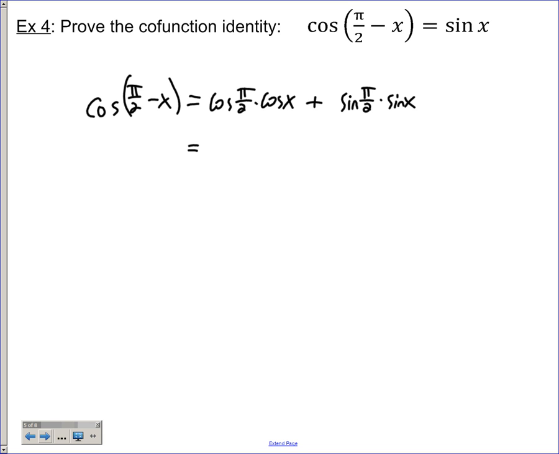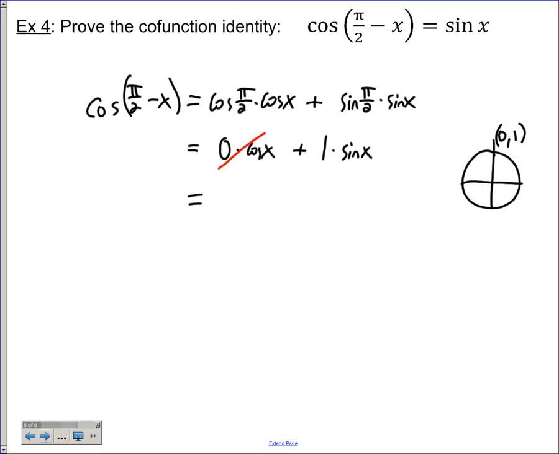And we'll plug in our values. At pi over 2, if we look on our unit circle, we've got the coordinate 0, 1. So the cosine is 0, 0 times cosine of x, and the sine is 1, 1 times sine of x. This first term just cancels out, it's 0, and then we're left with sine of x. And that happens to be exactly what we wanted on the right-hand side.